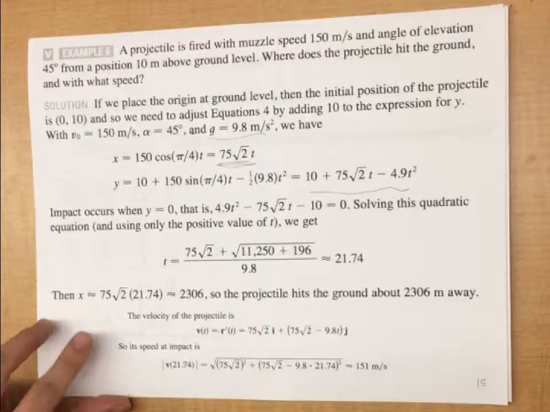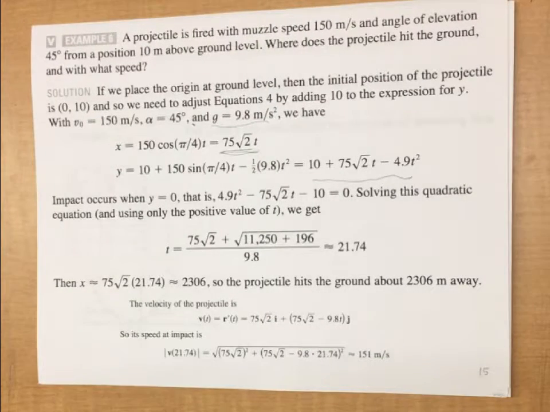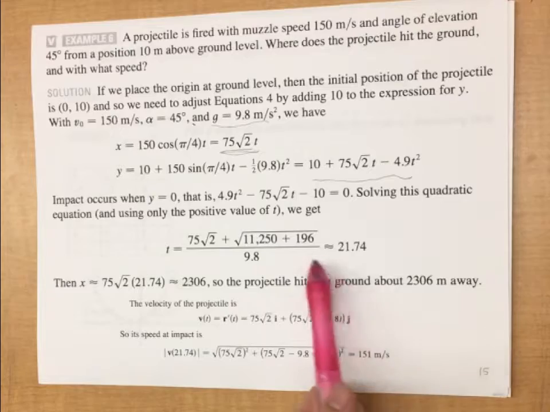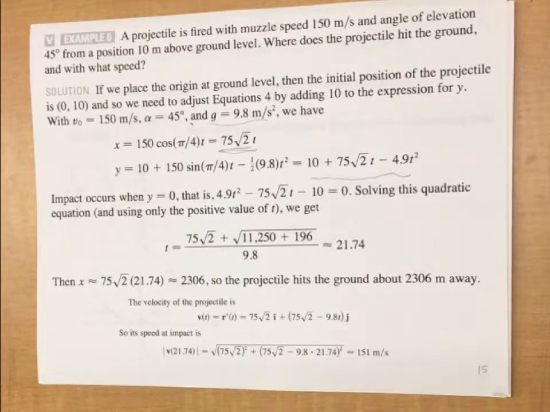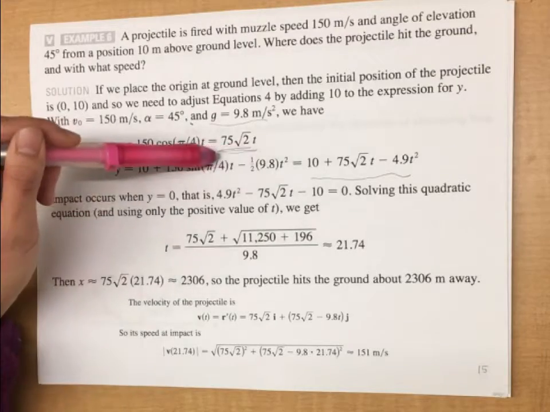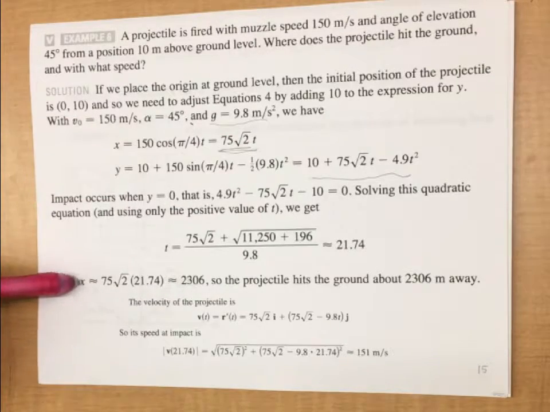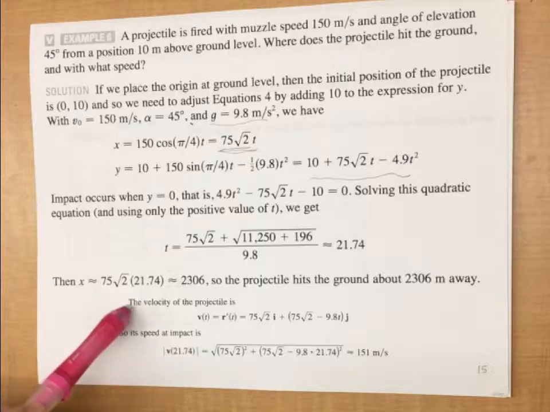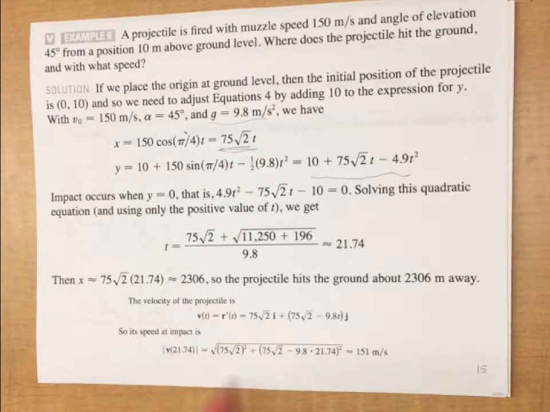And so impact occurs when y equals 0. And so we set 4.9 t squared minus 75 root 2 t minus 10 equal to 0. And then solving for that, we get t equals 21.74. And then going back and plugging that into the x equation, we get x equals 75 root 2 times 21.74, which is 2,306. So the projectile hits the ground about 2,306 meters away.